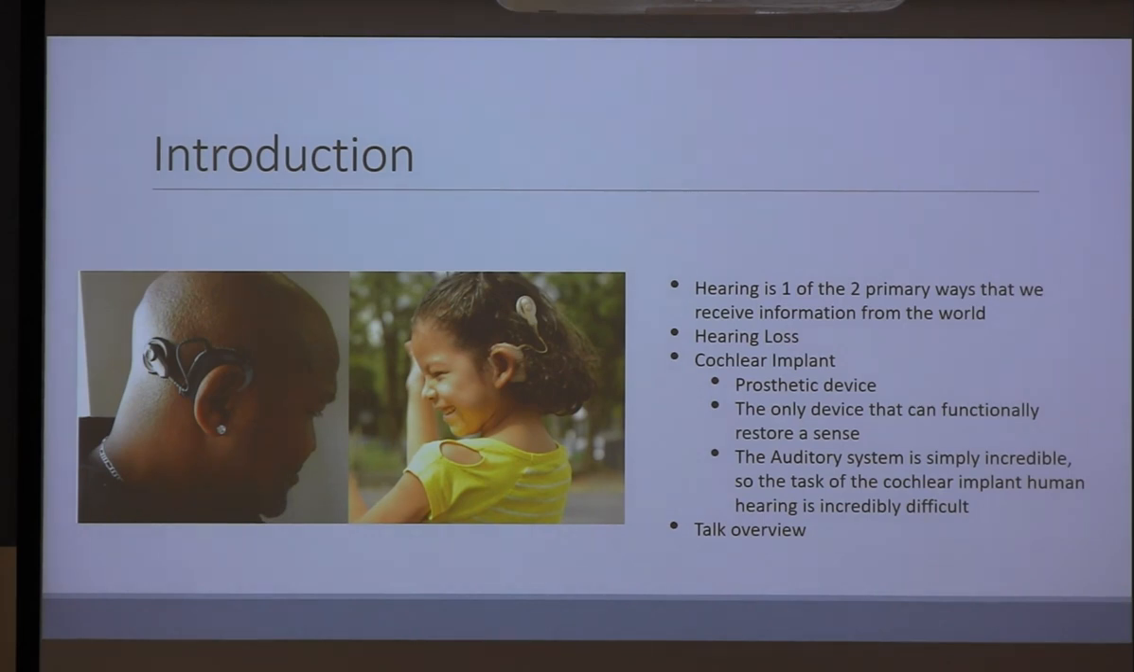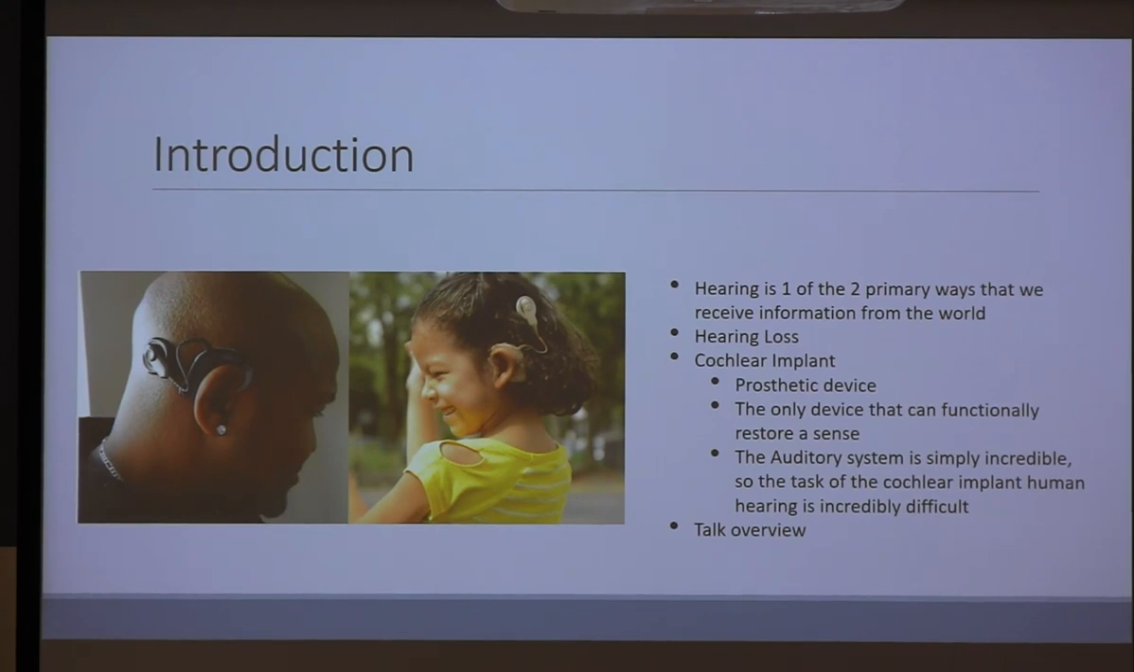And so the cochlear implant is a prosthetic. So what does that mean? That means it replaces or serves the function of a missing or damaged body part. And so in this case, it functions the same way parts of the ear do. And it's interesting because it's the only device that can functionally restore a sense that has been lost. And I say functionally, and I'll elaborate on that later.